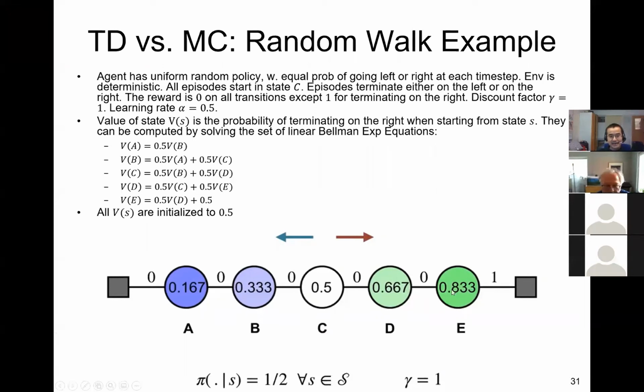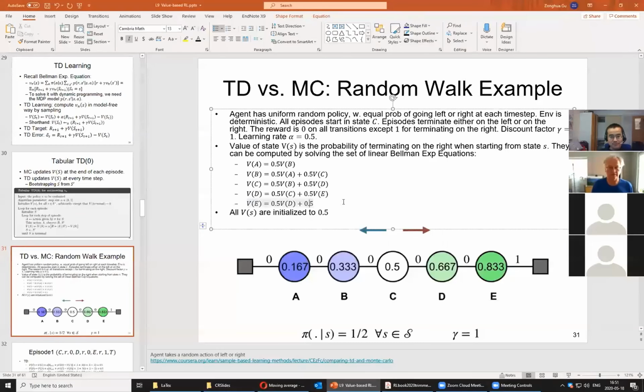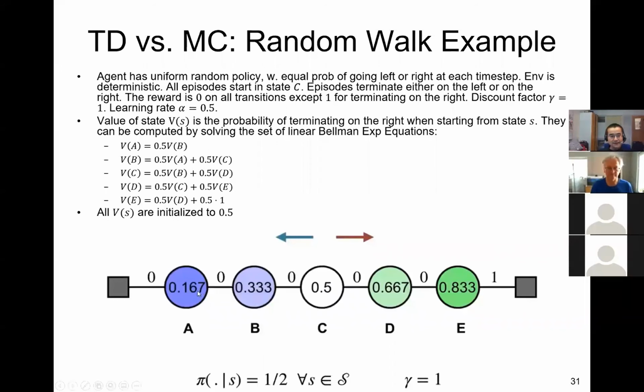So VE has 0.5 going into VD, and 0.5 of going into the terminal state with a reward of 1. So I should make it more clear. It should be 0.5 times VD plus 0.5 times 1. So we can solve this set of linear equations to get the value functions shown on the figure.